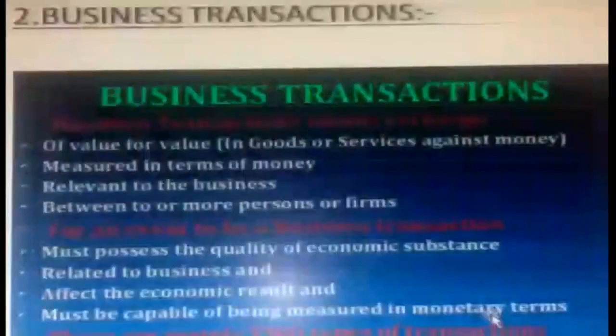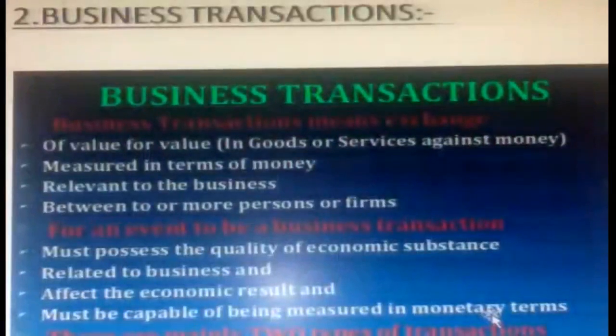The first one is entity. Now the second one, very important: business transaction. Any activity related to business is called a business transaction. A business transaction means an exchange of value for value, maybe goods or services against money. Suppose we are selling goods and we get money; that is called a business transaction. It is measured in terms of money. It should definitely be relevant to the business, which is why it is called relevant to the business.